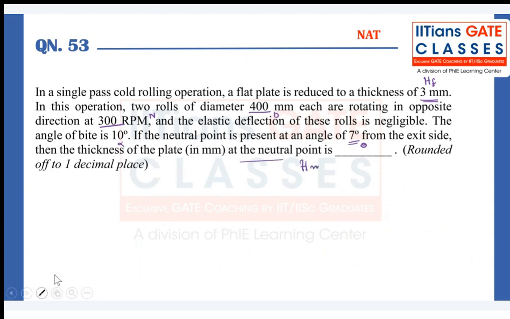Right. First write the given data. We have solved this problem in the class itself. However, we will write again. HF is equal to 3 mm. Diameter of the roller is equal to 400 mm, such that I can write my radius is equal to 200 mm. All right. Now here RPM of the roller is equal to 300 RPM. Now here alpha, the bite angle, is equal to, oh my god, not 10 degrees, it is.